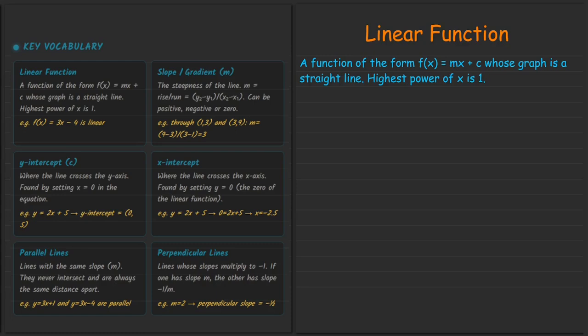When we talk of a linear function, it is simply a function of the form f of x equals mx plus c, whose graph is a straight line. So if you're able to graph any function and you get a straight line, then we say it is a linear function.